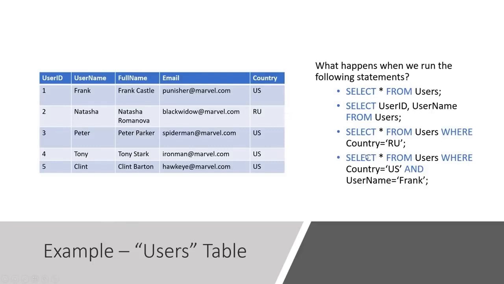And then the last one: if we select star from users where country equals US, we'll pull out 4. And if username equals Frank, then we're just going to pull out anybody with the username of Frank, which hopefully the usernames aren't reused. So we'll just pull out Frank Castle here and all of his information. So maybe we can pull everything from users where username equals admin.